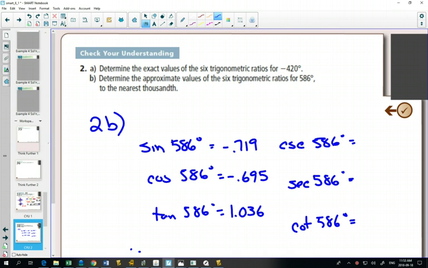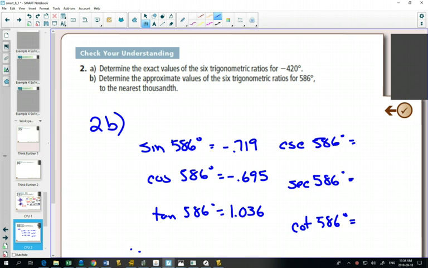Those answers tell me it's in quadrant? Quadrant 3. Why is it in quadrant 3? Because only tan is positive. The other two are negative. I mean, we could also figure it out with coterminal angles by subtracting 360 and getting 226 degrees and thinking about where 226 degrees is to figure out it's in quadrant 3. But our answers also tell us it's in quadrant 3.